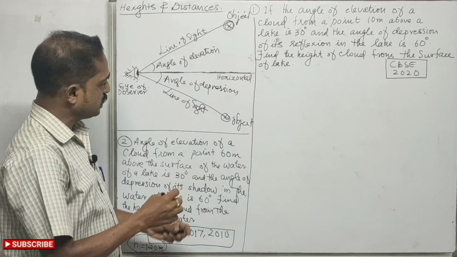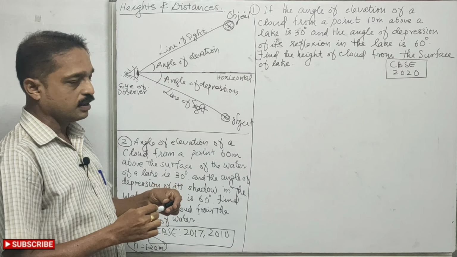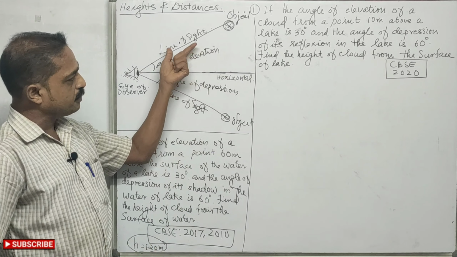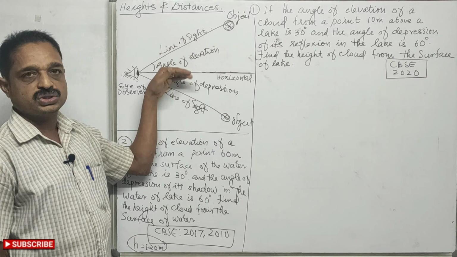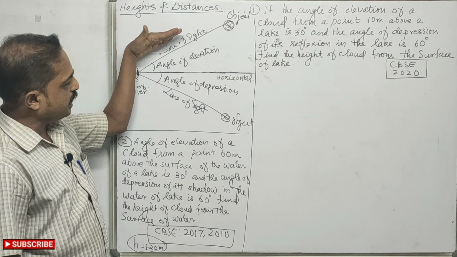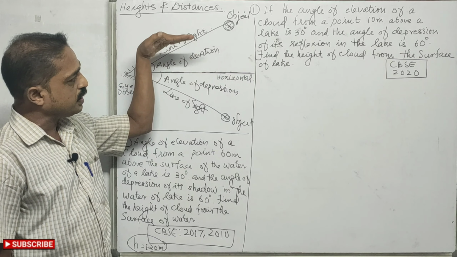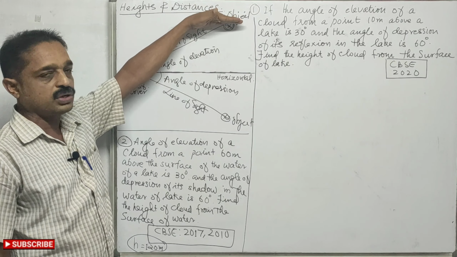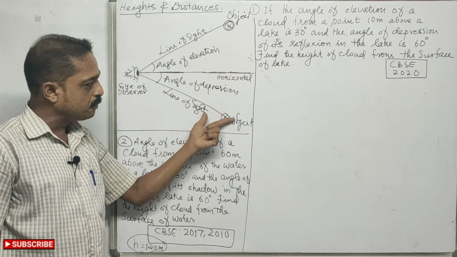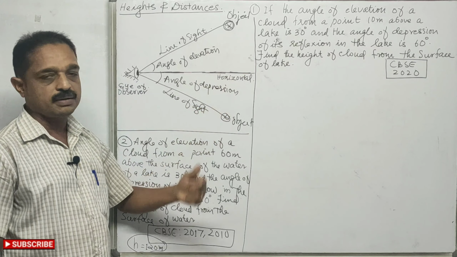So you must understand these two terms, angle of elevation and angle of depression. Angle of elevation and angle of depression are both the angle between the line of sight and horizontal. It is called angle of elevation if the object is above the horizontal, and it is called angle of depression if the object is below the horizontal.